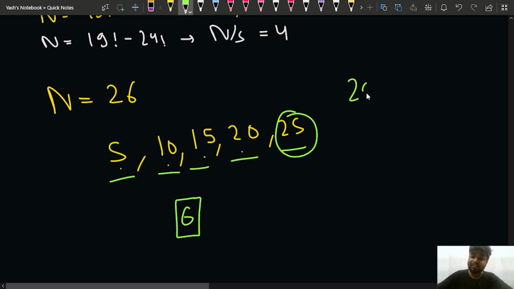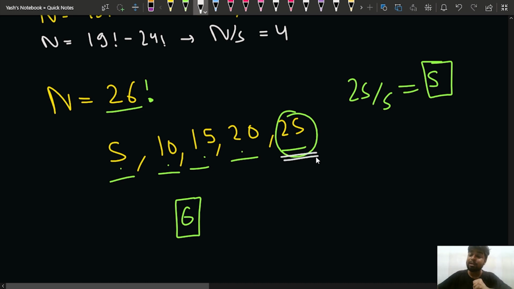And if I do 26 divided by 5, what do I get? I get nothing but 5 only. So in total there are 6 trailing zeros in 26 factorial, but I am able to discover only 5. Why? Because I am missing out the trailing zeros, that is, 2 trailing zeros are contributed by 25, correct?